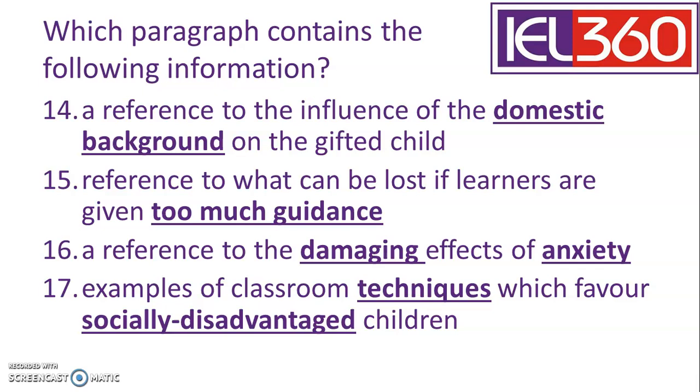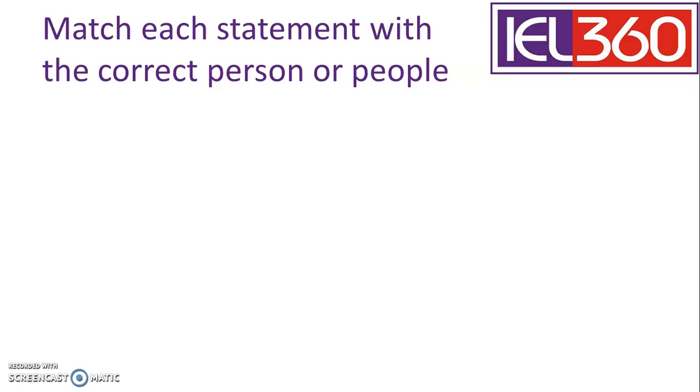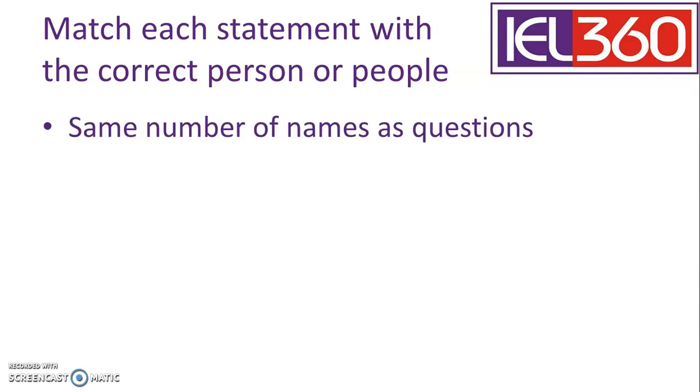Again, I think this is a challenging question and why I'd leave these questions until last. Okay, let's look at the next questions, where we're trying to match the statements with the correct person or people. They say people because one of the choices has more than one name attached to it. Now, the first thing I notice is there's the same number of names as questions.